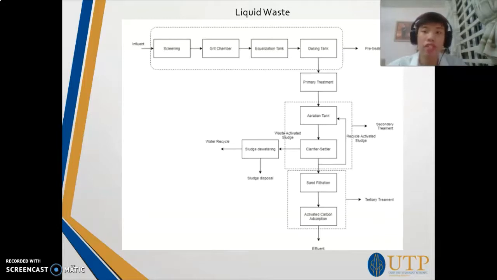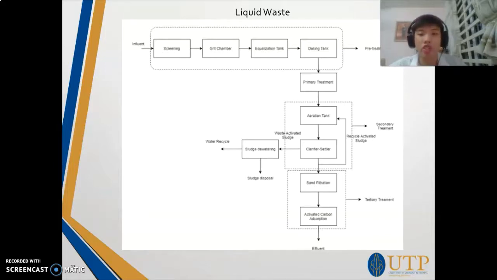And the primary treatment is usually for the removal of total suspended solids from the influent, such as heavy toxic metals, usually through physical methods such as sedimentation, as well as chemical methods such as alum for coagulation.